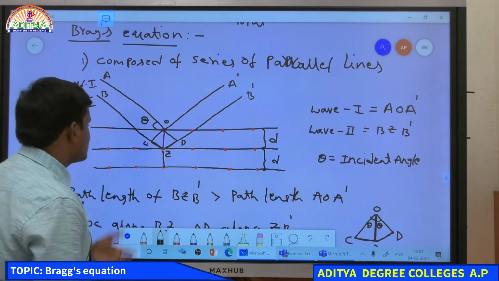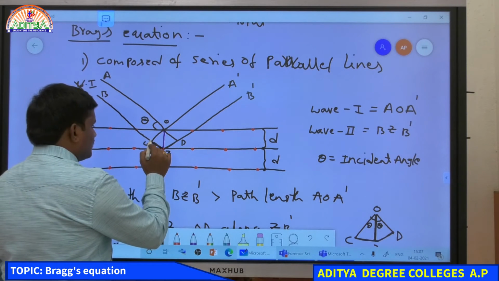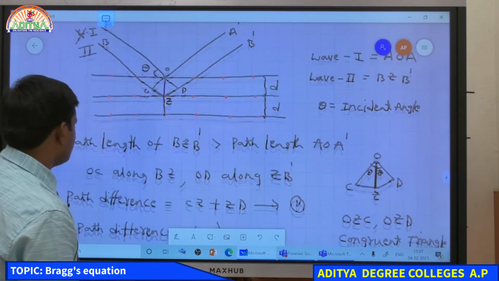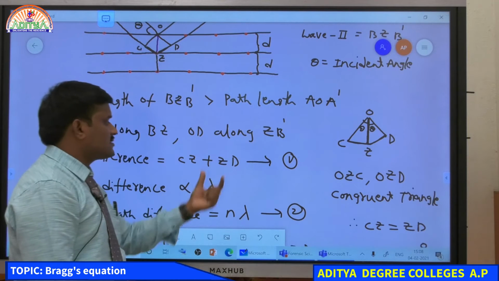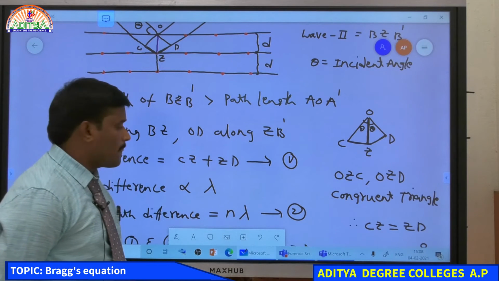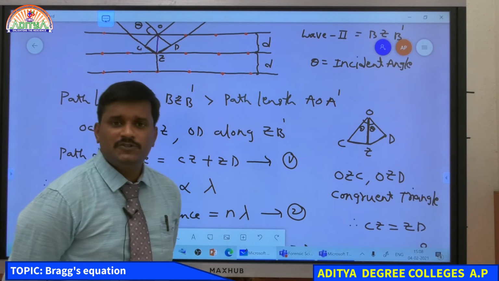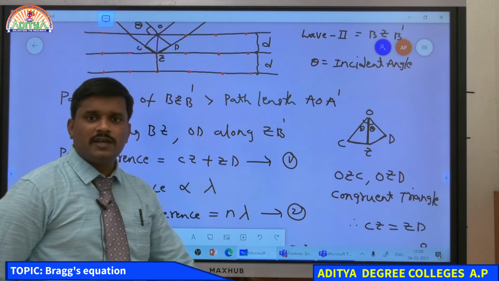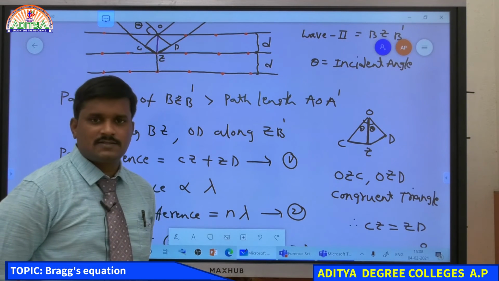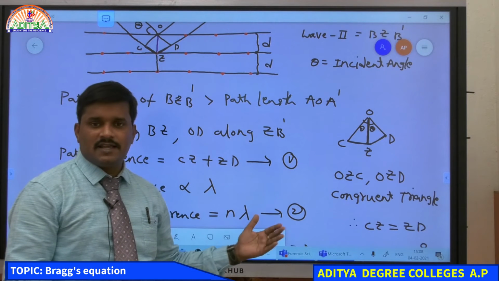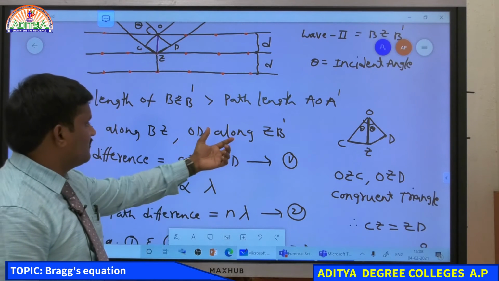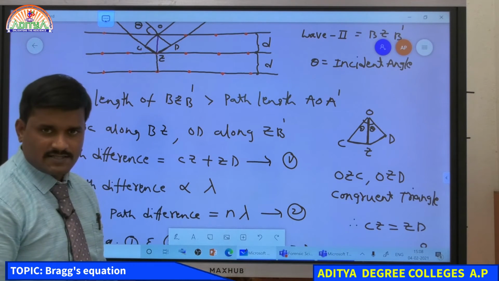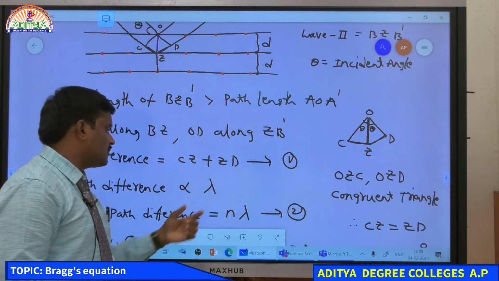So now the path difference is equal to this extra path length, that is CZ plus ZD. Therefore, path difference is equal to CZ plus ZD. That is equation number 1. But this path difference is only due to a difference in wavelength of X-ray 1 and X-ray 2. If both have the same wavelength, then there is no difference. It means the path difference of X-rays is only due to a difference in wavelength of X-rays. That is why path difference is directly proportional to the wavelength of the X-rays. So path difference is directly proportional to lambda.